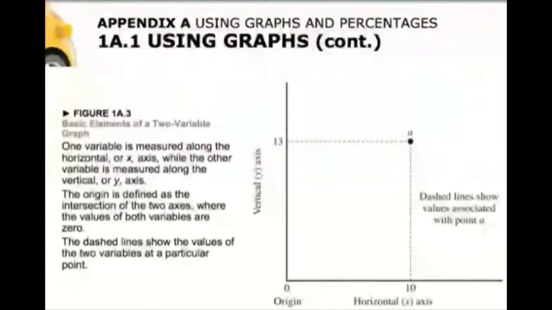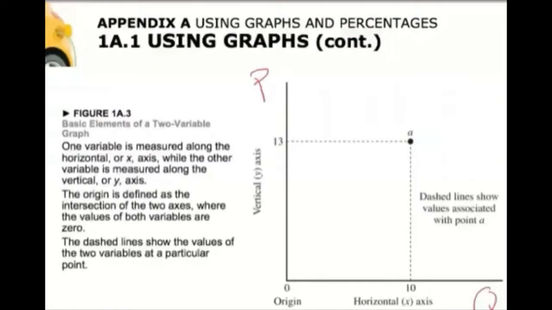So if we look at this point A, we can say at point A, this is a representation of 10 units of whatever's on the horizontal axis and 13 units of whatever's on the vertical axis. One of the largest or most prevalent graphs we're going to look at in economics is supply and demand. In supply and demand, we generally have the quantity of a good or a service on the horizontal axis and the price of a good or service on the vertical axis. So in this graph, if those were the variables, then the point A would represent a quantity of 10 units and a price of 13 units.